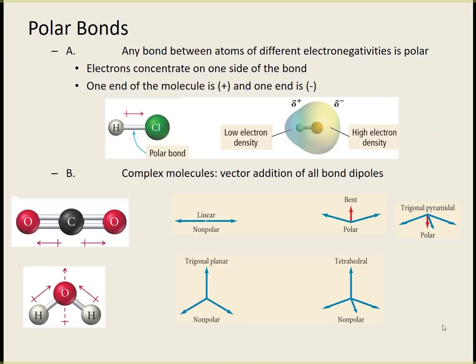Right here, this is showing the electron density. You can see that if it's polar, it's a little bit more negative. That means it will have a higher electron density, or those electrons, that's where they will be. And if it's a lower electron density, that's where it will have that positive pole.